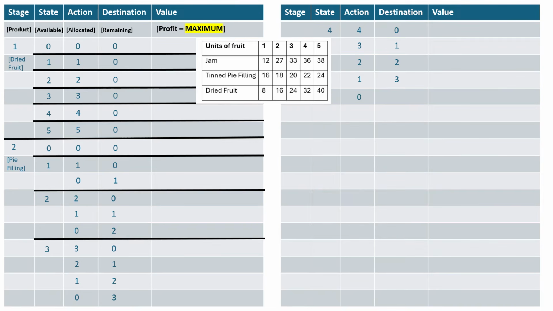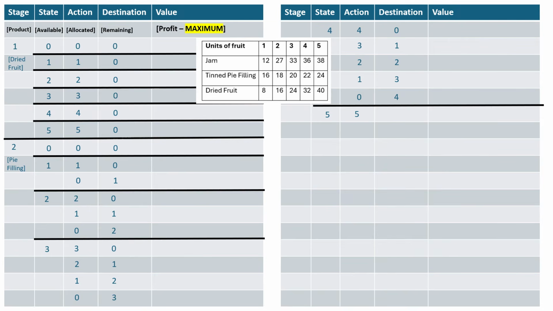So you can see there the pie filling piece is quite long, which brings us to stage 3, which is for us jam. And because jam came first, there's only 1 option. There's 5. So it's how are we allocating these 5?